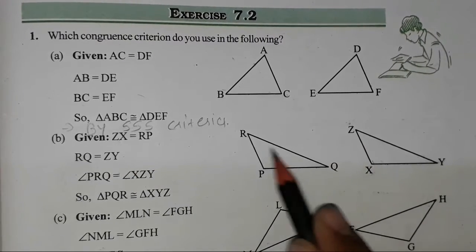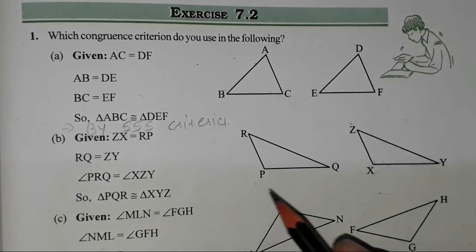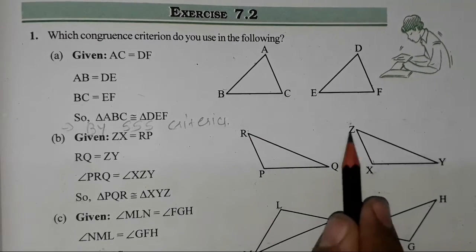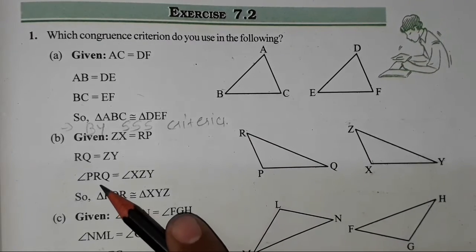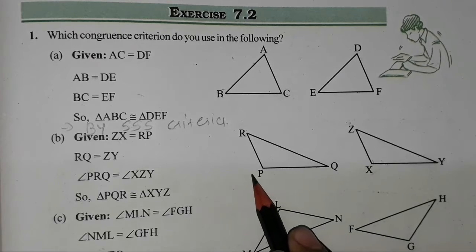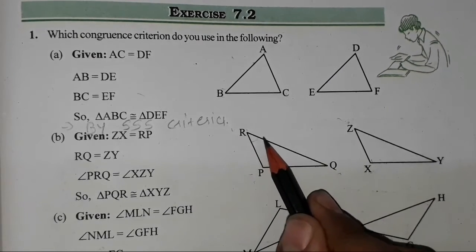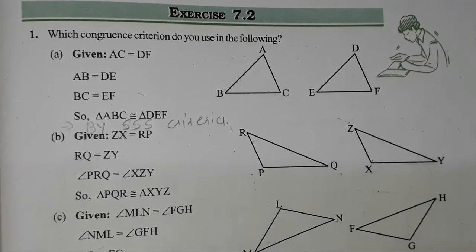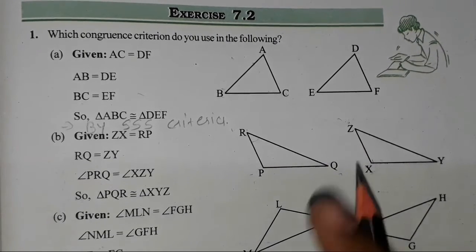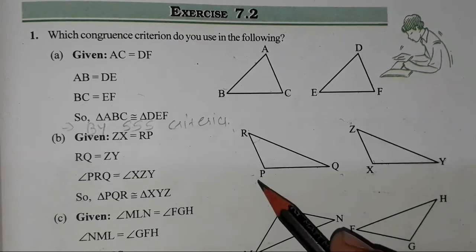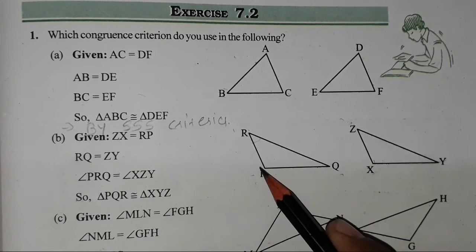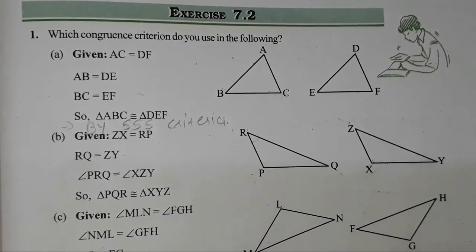Now for the next one, in these two figures it is given that ZX equal to RP, RQ equal to ZY, then angle PRQ and angle XZQ. So the angles at points R and Z are equal. And this angle is included between these two sides. Which ones? First one is RP and RQ.